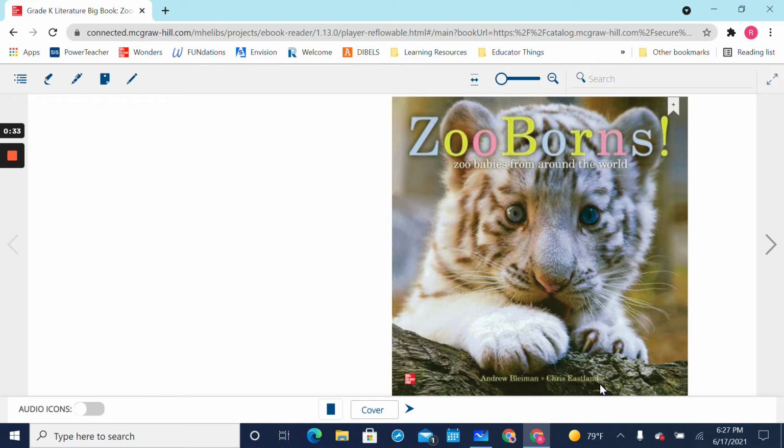Now this story is an informational text. And an informational text gives facts and information about real people, animals, or events. And they often have photographs. So we can look at the title of this story, the subtitle, Zoo Babies from Around the World, and we can look at the picture, which looks like a picture of a tiger. And we can figure out that this is going to tell us all about animals that we may see in the zoo, particularly baby animals that we may see in the zoo.